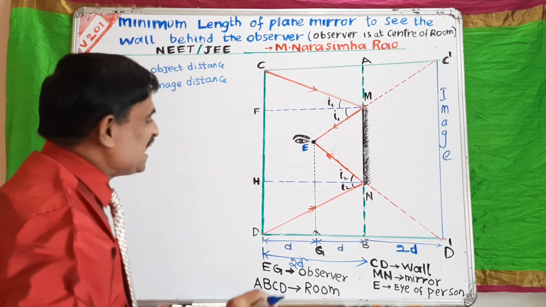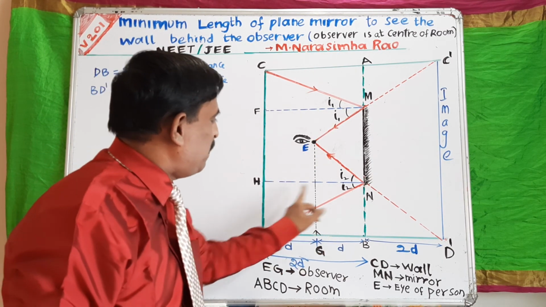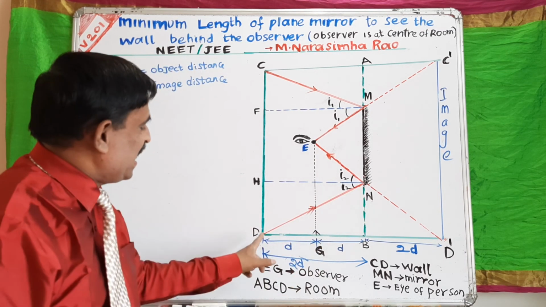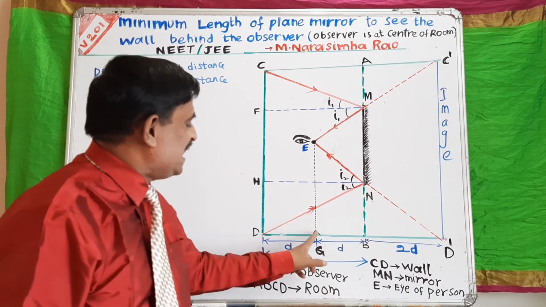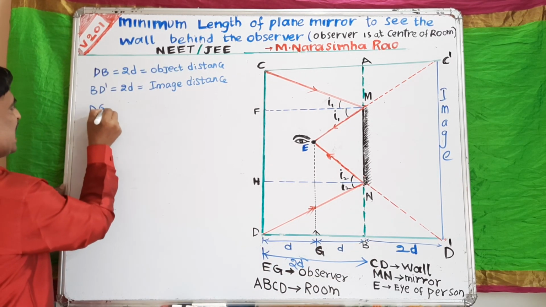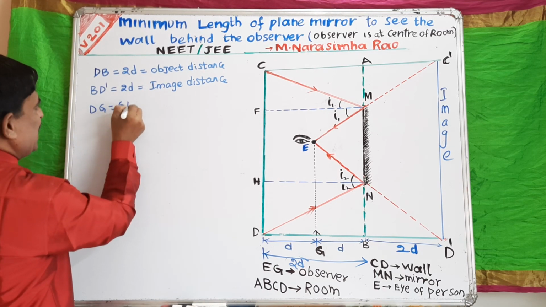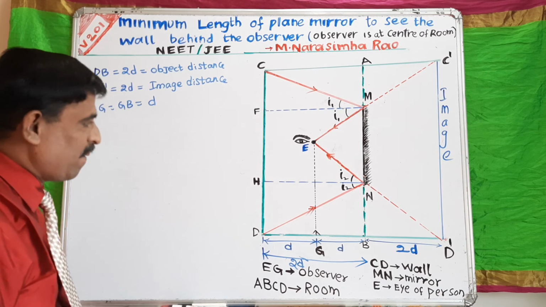Now please listen here. This person is standing exactly in the middle of the room. Its meaning is this distance is equal to this distance. DG distance is equal to GB distance, that is equal to D.